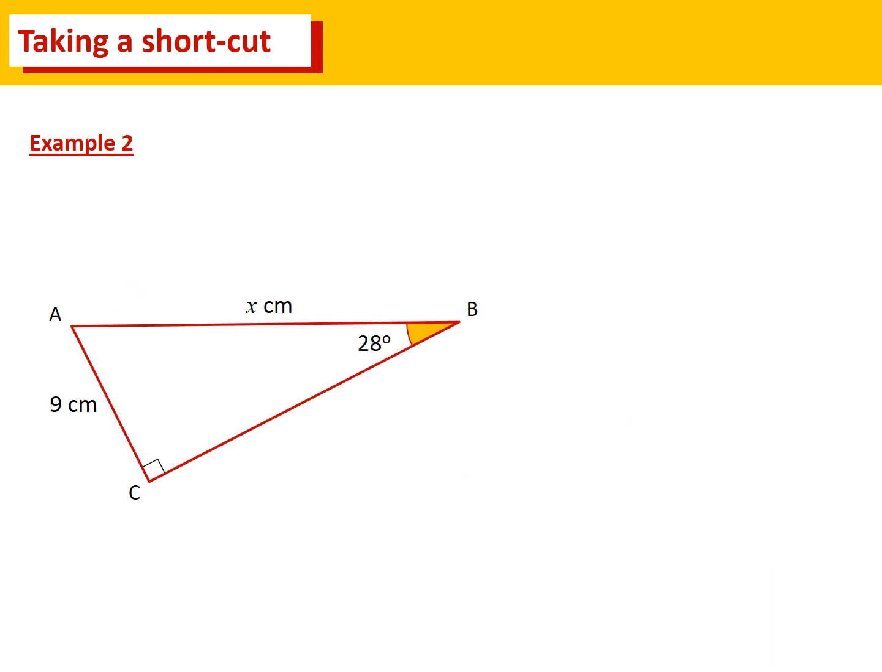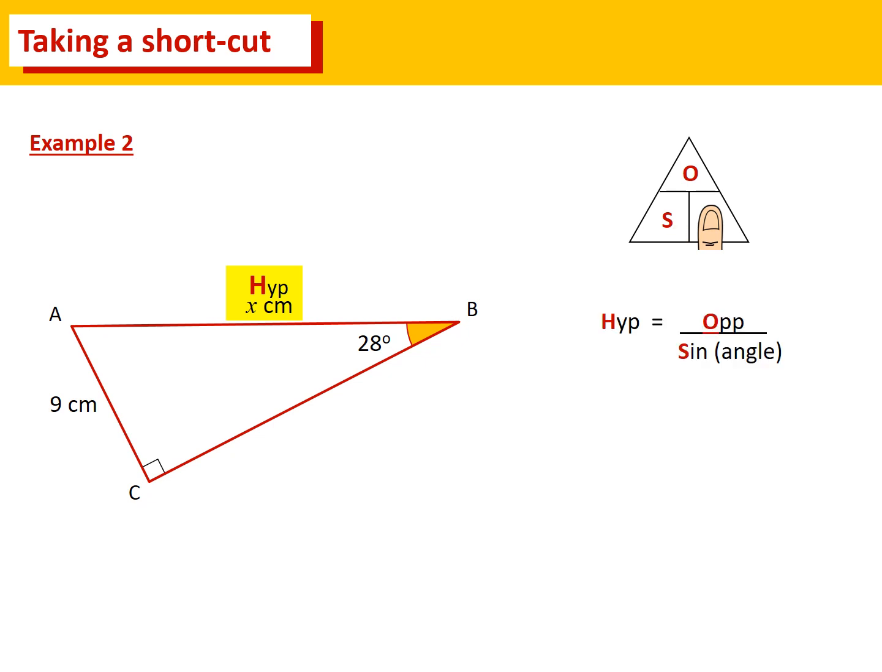Here in example 2, once again, we're trying to find the hypotenuse this time. So we put our finger over the H for hypotenuse, and that tells us it's the opposite side divided by sine of the angle. Remember, S stands for sine of the angle. So the opposite side, which is 9, divided by sine of the angle, which is sine 28, and that gives us our length for x of 19.2 to 1 decimal place.